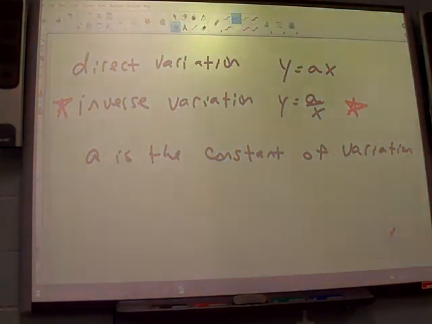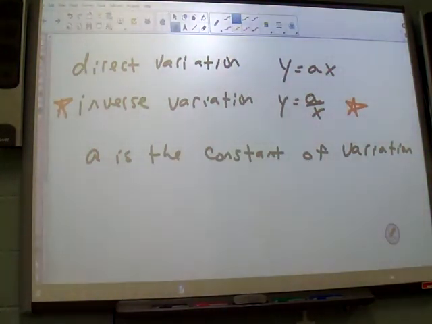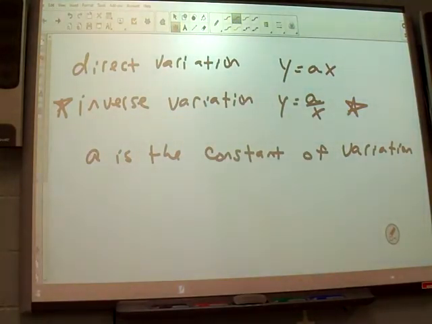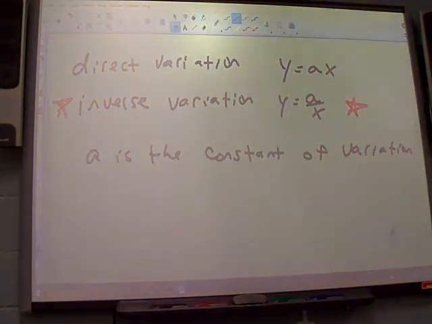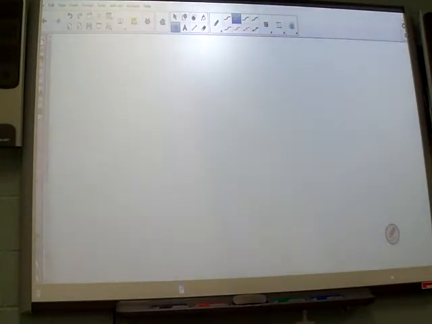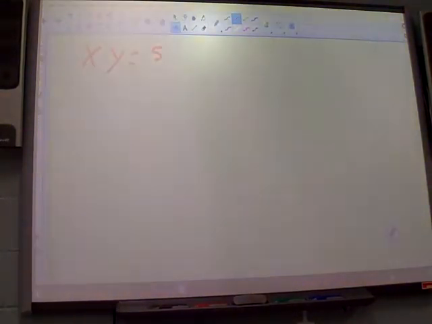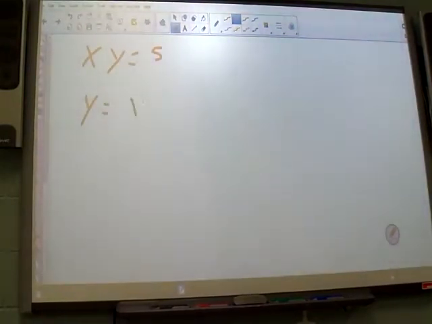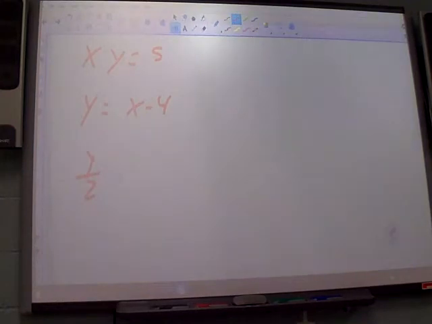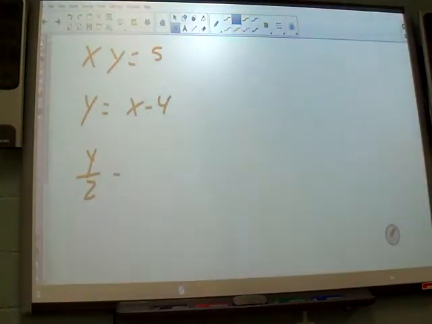So it may not initially be ready. You may have to do some work to solve it for y in the beginning. Okay? Alright, so here we go. I've got xy equals 5. I'm going to write you 3 problems here. Then I got y equals x minus 4. And then I got y divided by 2, so y is equal to x.